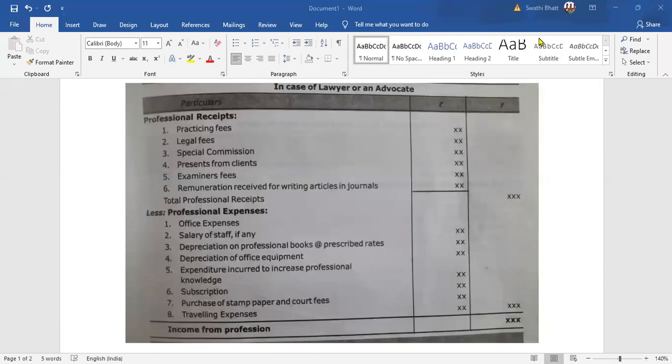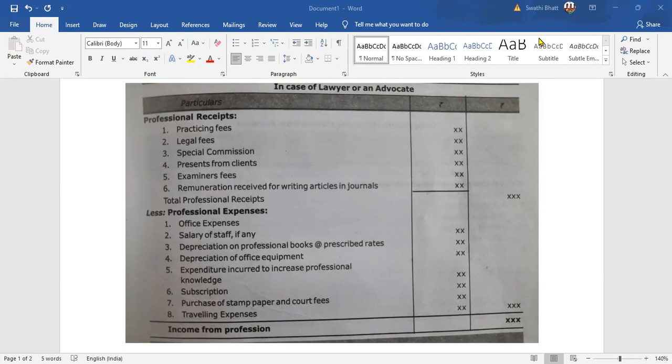The first chapter in your income tax has two parts. The first part is about your income from business, and the second part speaks about your income from profession. So, there are three professions that you're expected to learn in the semester. The three professions are computing the income of a lawyer, chartered accountant, and a doctor.